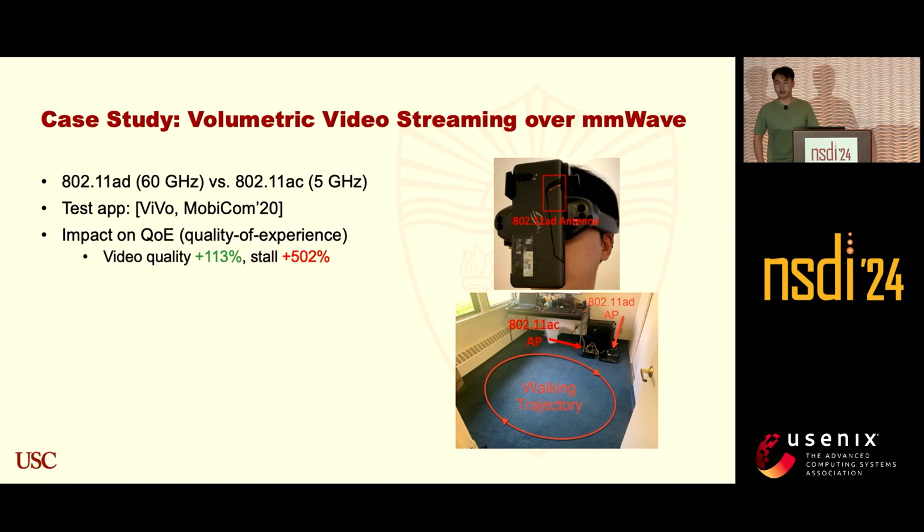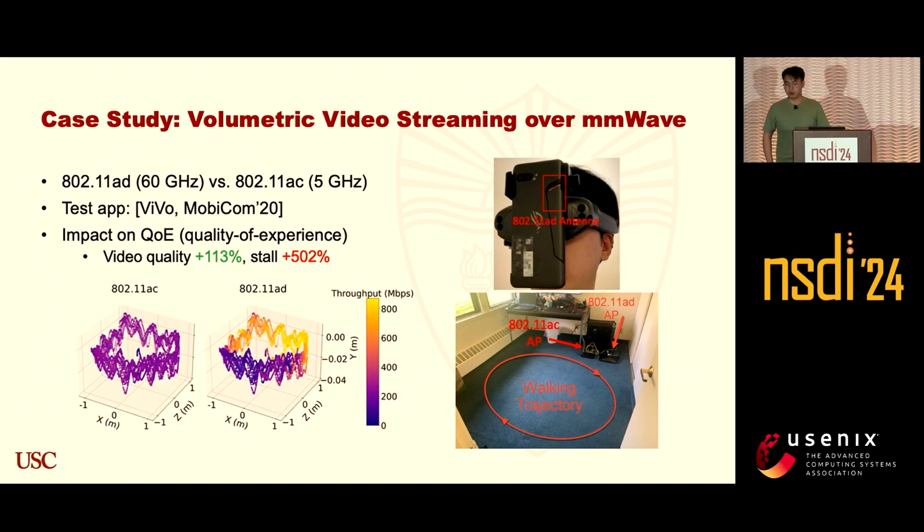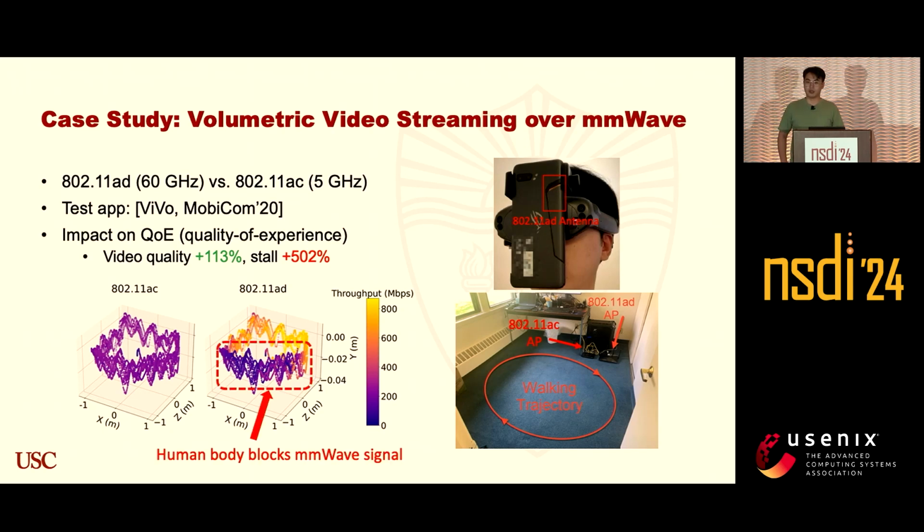The first time we use AC for streaming, and the second time we use AD. And our observation is that using mmWave does help improve the video quality. However, we find that the video stall is also drastically increased. And the reason is that mmWave throughput is highly fluctuating when the user is under constant motion. Here we show the spatial heat map of both AC and AD throughput when the viewer is moving. And it's easy to see that in some positions, the mmWave signal is quite low due to the human body blockage.